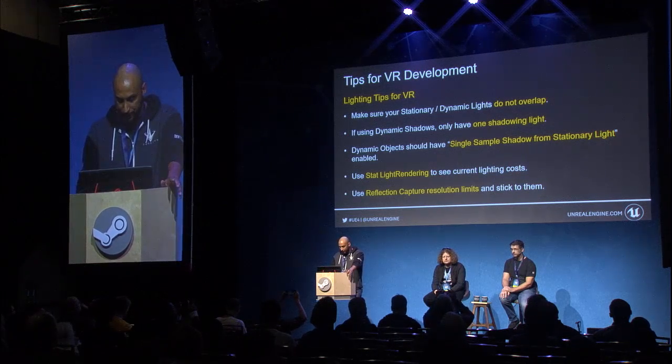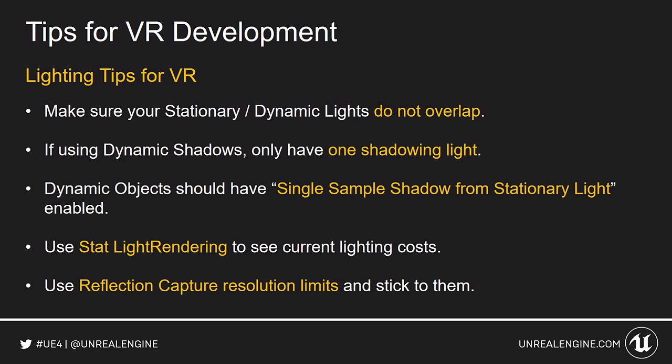Some additional lighting tips include, but are not limited to, making sure your stationary and dynamic lights do not overlap, as this will cause a hit to rendering performance. If you're using dynamic shadows, try limiting yourself to only having one shadowing light. Again, more lights, more dynamic shadows, more performance costs. Dynamic objects should use the single sample shadow from stationary light option. This can be set on a per actor basis. And this makes shadow receiving on dynamic objects much cheaper at the cost of some quality. You'll have to experiment with this option and see what objects in your game can benefit from enabling this option.